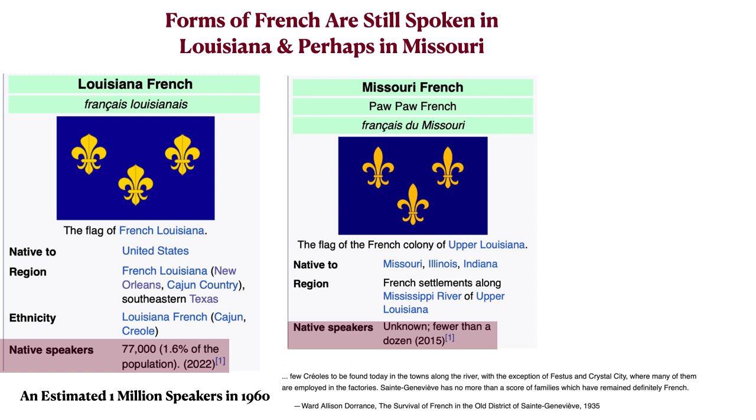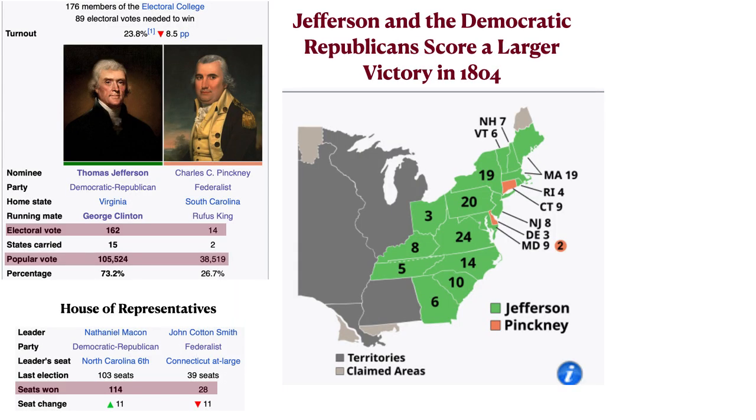And supposedly there are even perhaps a few older people in eastern Missouri who still speak what was called Pawpaw French. Of course, they're all bilingual in English, but it's interesting, according to Wikipedia, fewer than a dozen in 2015, so it's probably gone. But it is, I think, pretty intriguing that there were these French settlements that then were incorporated into the United States.